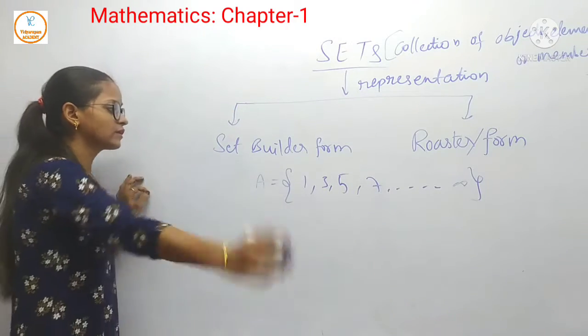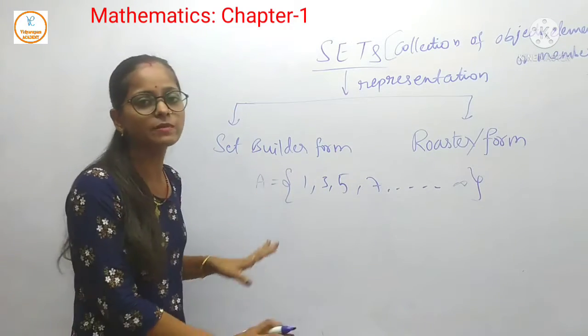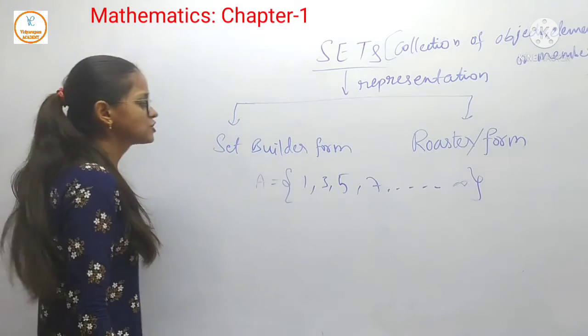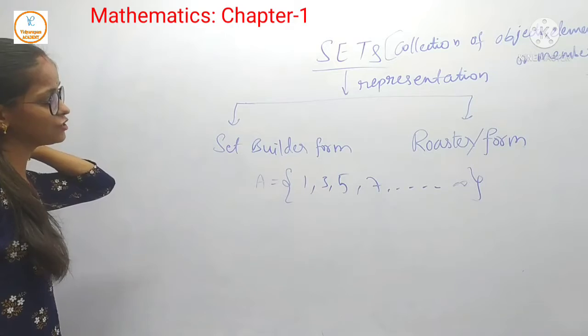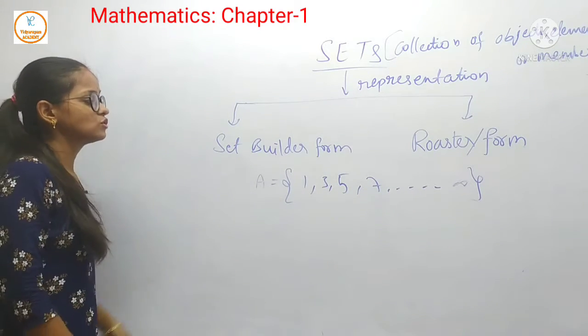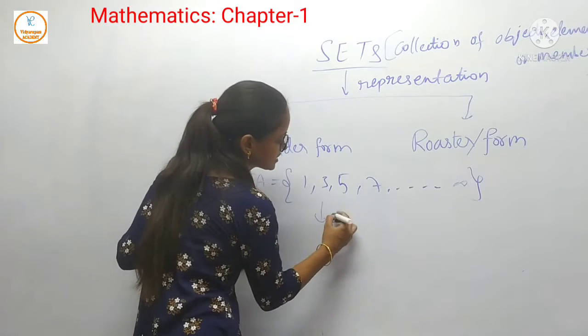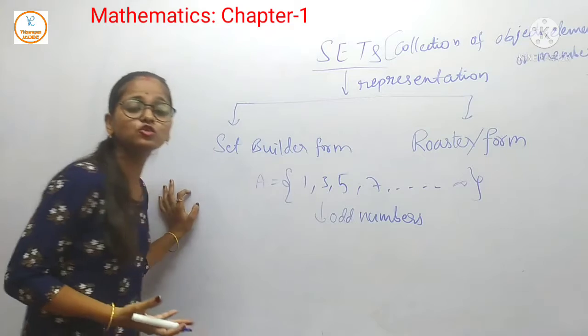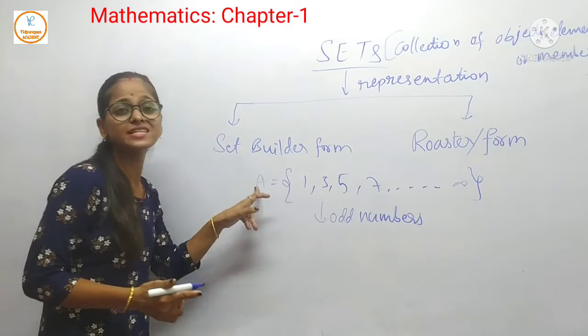Now I wrote it in the form of a roster form. Now I have to convert this into the set builder form. So how can I convert? What are the values here? 1, 3, 5, 7. These are nothing but odd numbers. So I notice that these are the odd numbers. What is the condition to write the set builder form? What is the name of the set?